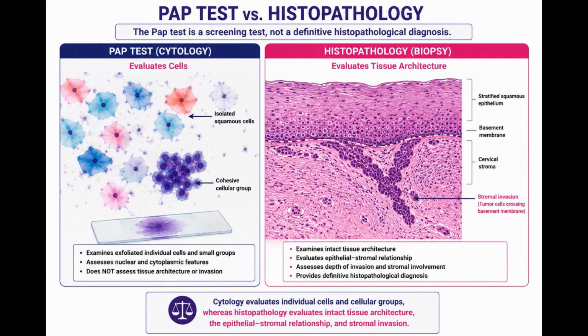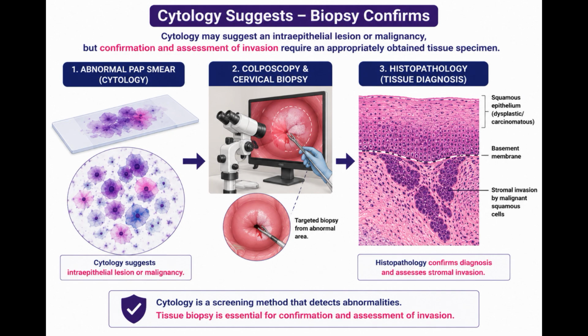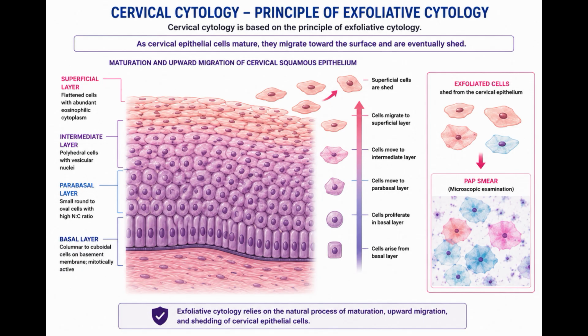Cytology evaluates individual cells and cellular groups, whereas histopathology evaluates intact tissue architecture, the epithelial-stromal relationship, and stromal invasion. Therefore, cytology may suggest an intraepithelial lesion or malignancy, but confirmation and assessment of invasion require an appropriately obtained tissue specimen. Cervical cytology is based on the principle of exfoliative cytology.